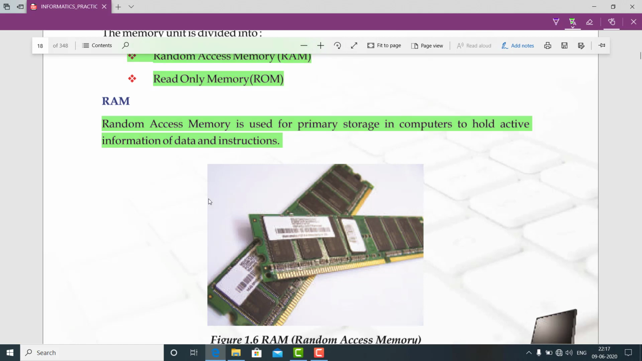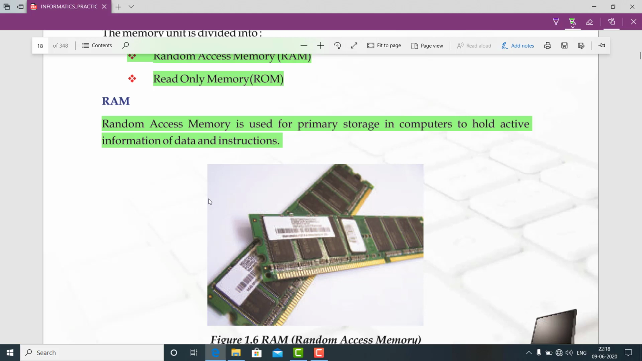Means if in MS Word you are typing something, clear? So you type it, so it will use the memory. So where the Word data will be stored, that is actually stored into the RAM, and when you save this, it goes to the secondary memory, into the hard disk.